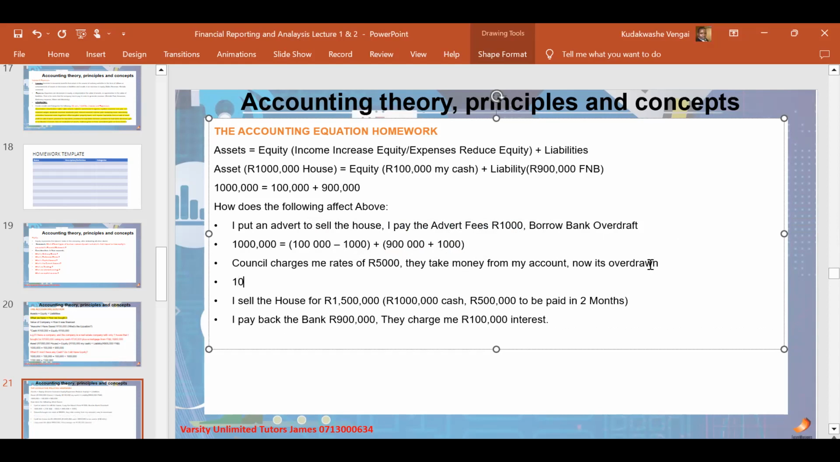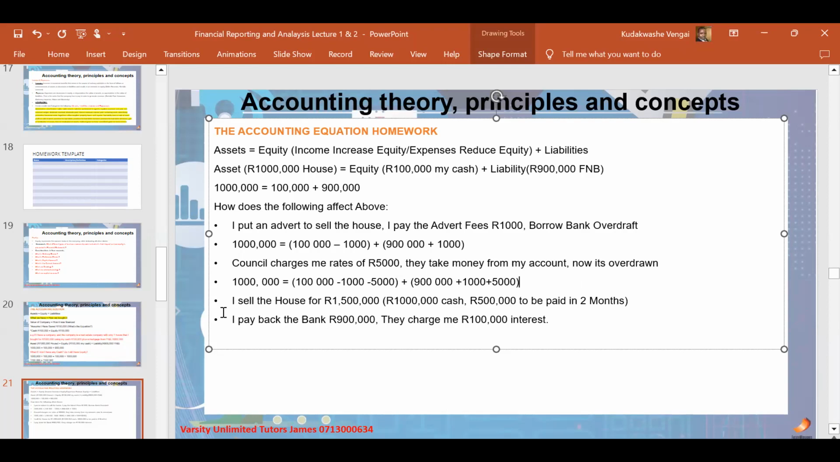So let's do this. I've got 1 million here, equals to 100,000 minus the 1,000 for the advert minus the 5,000 for the bill that I got from the council. And now I owe the bank 900,000 plus the 1,000 overdrawn plus the 5,000 overdrawn that I owe the bank. If you do your mathematics there, you will notice that I am still balanced. If you add these things up, you still come to 1 million, right?